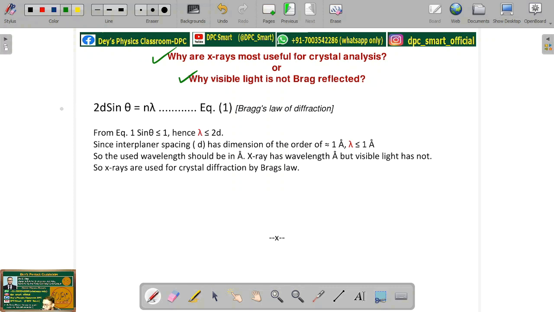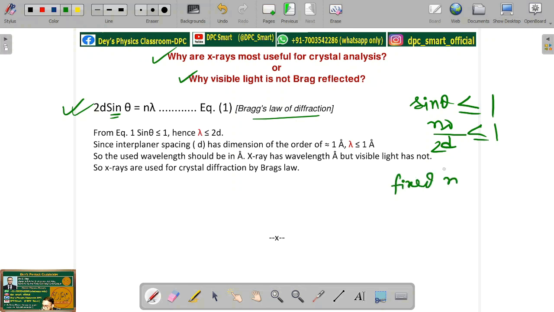Now from Bragg's law we get 2d sin theta equals n lambda, which is the Bragg's law of diffraction. From here we can get sin theta value is maximum 1. So sin theta would be less than or equal to 1. Sin theta less than 1 means n lambda by 2d is less than 1, or for a particular fixed order n, we get lambda divided by 2d less than or equal to 1, or lambda less than or equal to 2d.